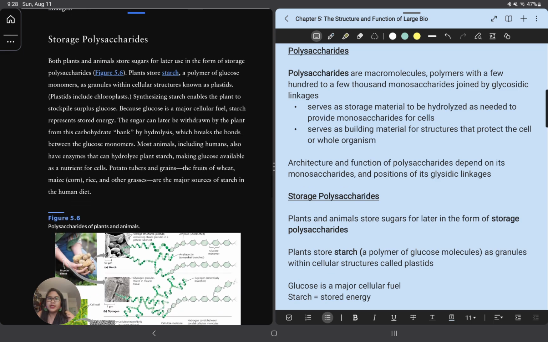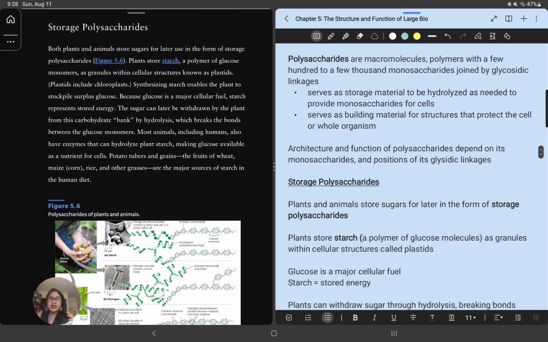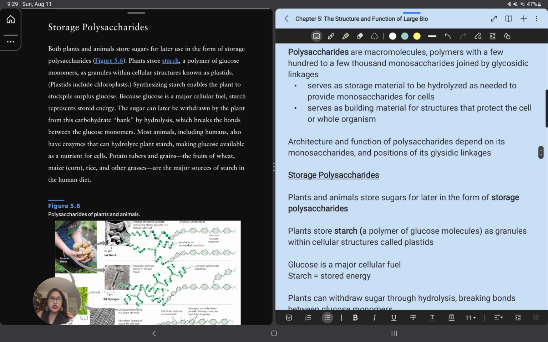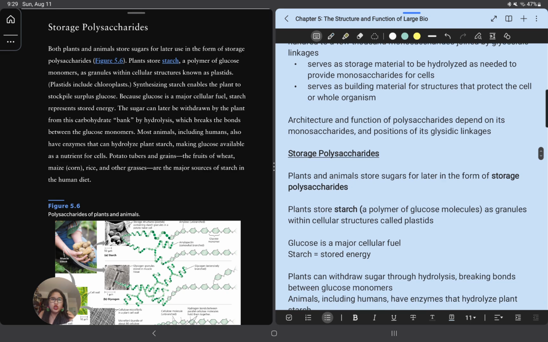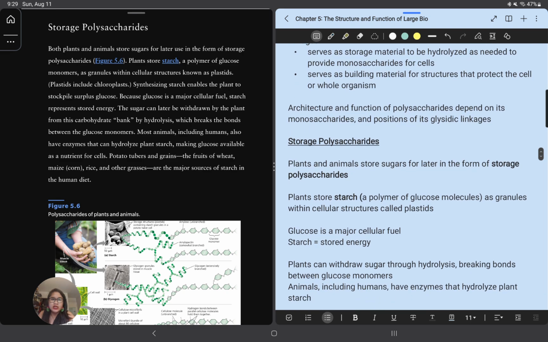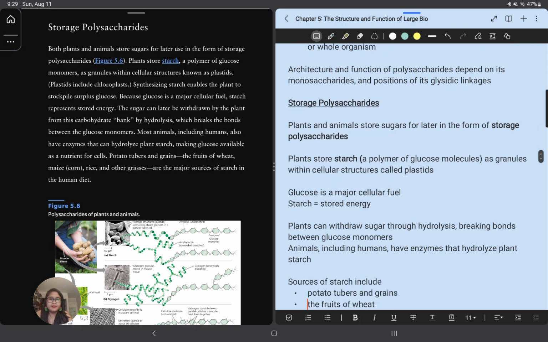So, for polysaccharides, I wrote, polysaccharides are macromolecules, polymers with a few hundred to a few thousand monosaccharides joined by glycosidic linkages, serve as storage material to be hydrolyzed as needed to provide monosaccharides for cells, and I'm just going to write energy. And it serves as a building material for structures that protect the cell or whole organism. Architecture and function of polysaccharides depend on monosaccharides and position of its glycosidic linkages.